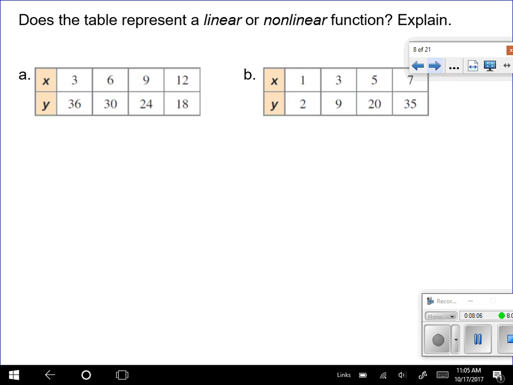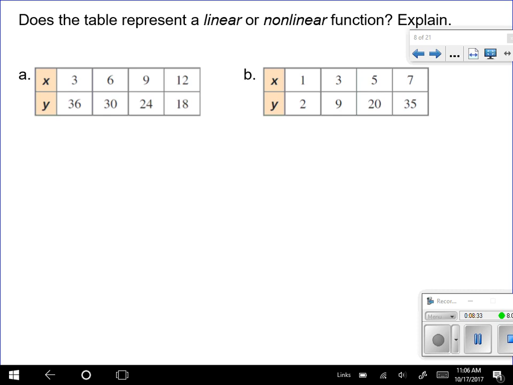Okay, so now we're going to look at charts. So we have to be able to tell it from a chart as well. Okay, remember, when we're looking for linear functions, we're looking for something that has a constant rate of change. So as x increases, y needs to have a constant rate of change that goes along with that. Now, each constant rate of change could look different because you could have a negative slope, which we'll talk about more later on, or you could have a positive slope.